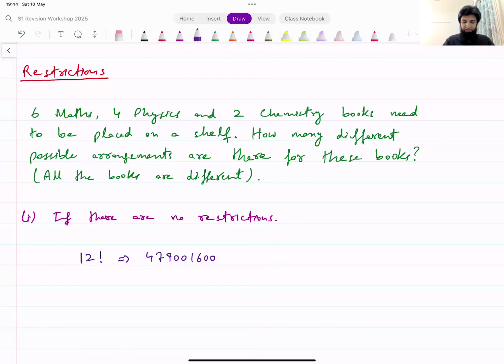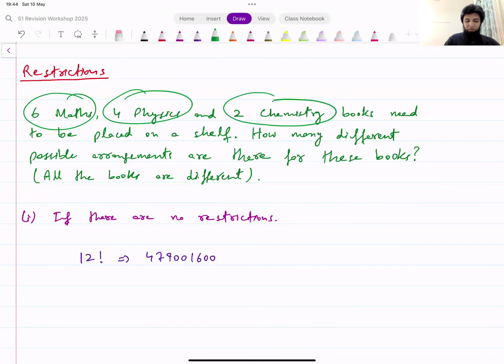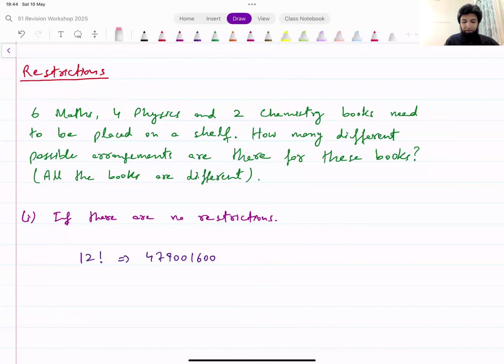For example, let's take this case. You've got 12 books, 6 math, 4 physics, 2 chemistry. Now, all of these books are different books. They're not identical. So math books, for example, they could be P1, P2, P3, P4, and so on, right? These are different books. For physics as well, we've got 4 different books. For chemistry as well, we've got 2 different books. Okay, all of these books are different. Now, in how many ways can we arrange these 12 books?